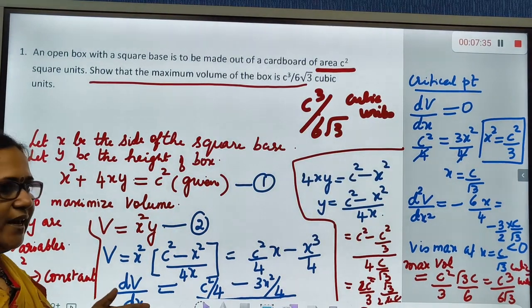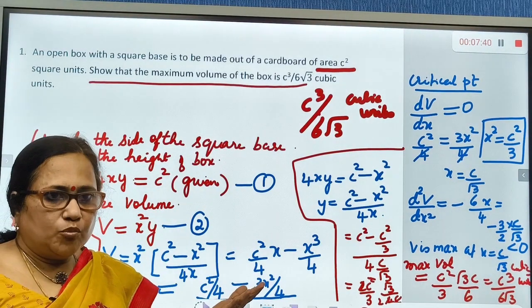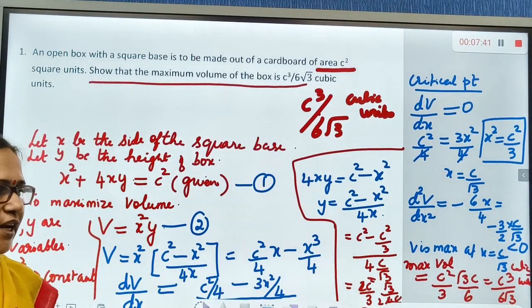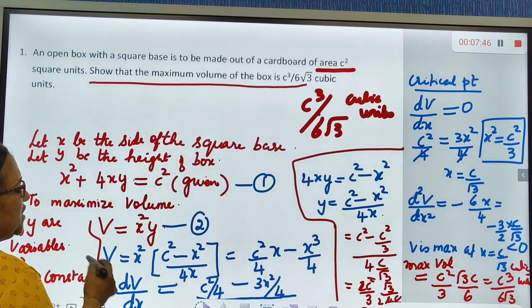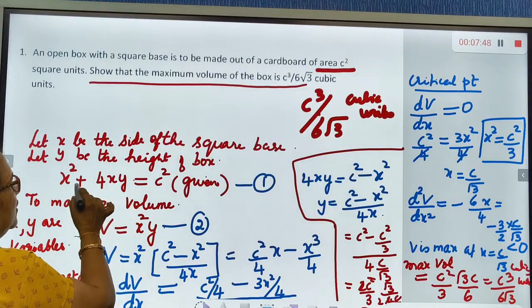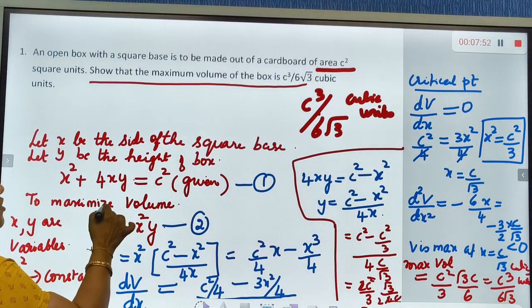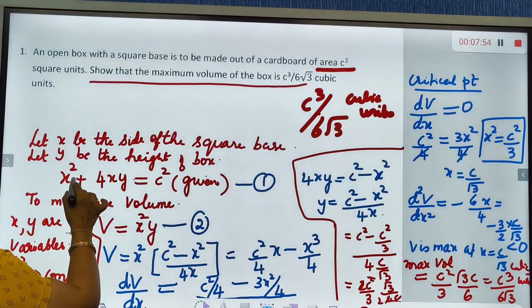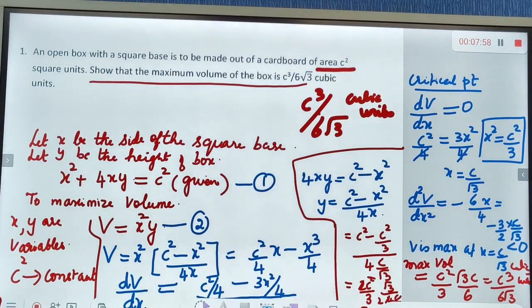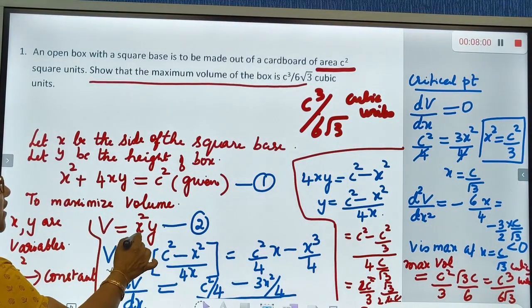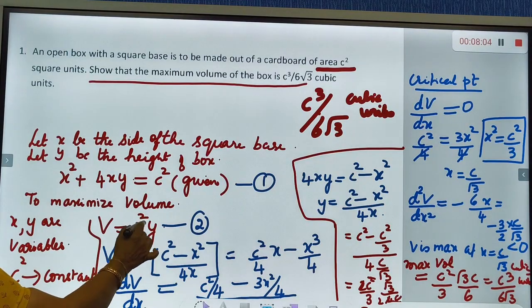So the base is an area. You are taking a piece of cardboard. The area of the cardboard is c square. You are folding it along the four sides to make a box, open box. Base is a square, so x square. The side each is a rectangle whose area is xy. There are four such sides. So x square plus 4xy is c square. We have to find the maximum volume. Volume is base area into height, x square into height. It's a function of x and y.